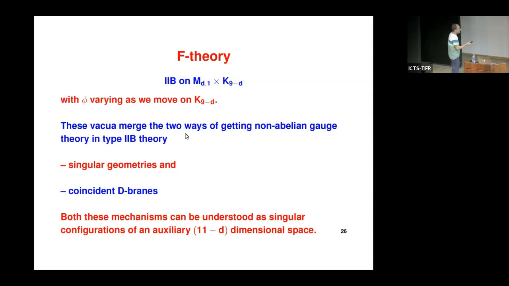Now, what is special about these vacua is that they merge the two ways of getting non-abelian gauge theory in type 2B theory. We discussed these two different mechanisms: singular geometries and coincident D-branes. It turns out that in this class of vacua, both these mechanisms can be understood as singular configurations of an auxiliary 11−d dimensional space. The actual compact space is 9−d dimensional, but to understand the origin of the non-abelian gauge fields, it's useful to consider an auxiliary 11−d dimensional compact space. In terms of that space, we can explain singular geometries and coincident D-branes, both as coming from singularities of this space.